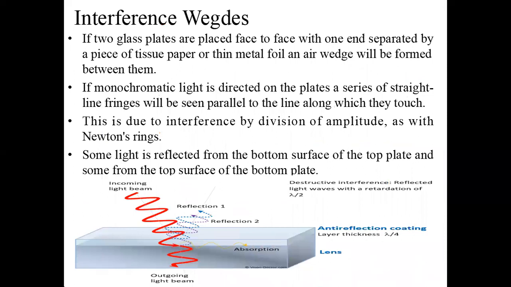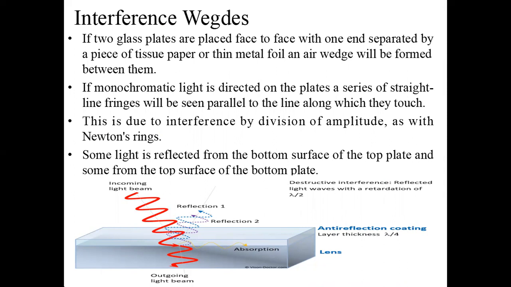Interference wedges. If two glass plates are placed face to face with one end separated by a piece of tissue paper or thin metal foil, an air wedge will be formed between them. If monochromatic light is directed on the plates, a series of straight line fringes will be seen parallel to the line along which they touch. This is due to interference by division of amplitude, as with Newton's rings.